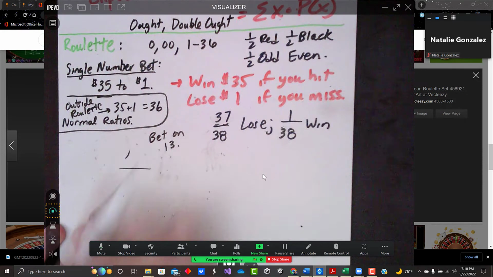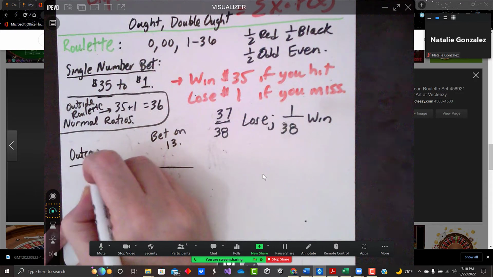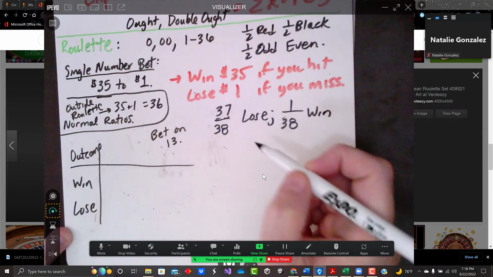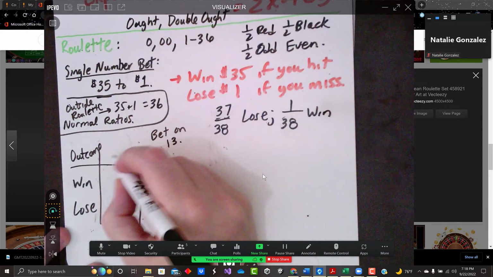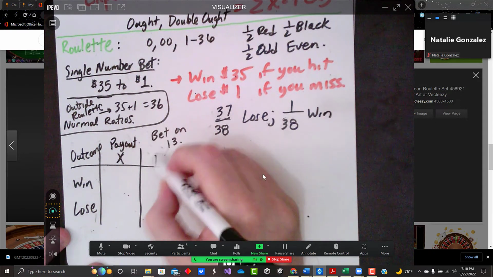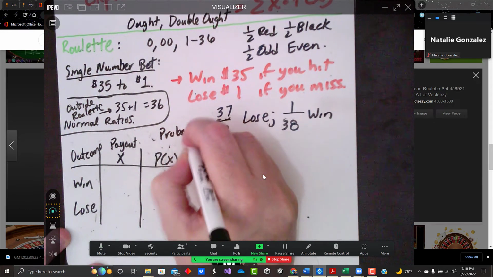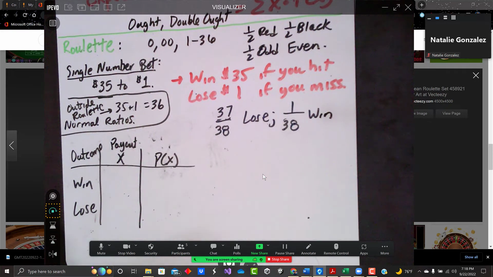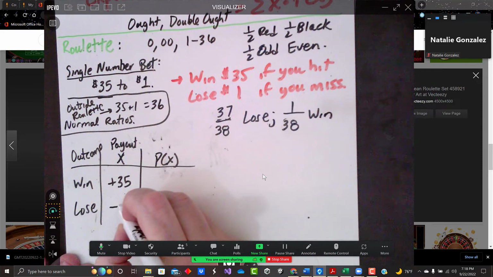maybe I should do a column for description. Outcome. I win or I lose. So X will be the payout, and P of X will be the probability of said payout. So if I win, $35. And if I lose, $1.